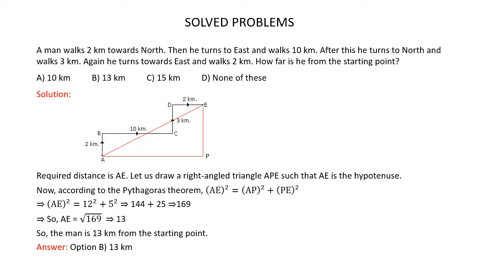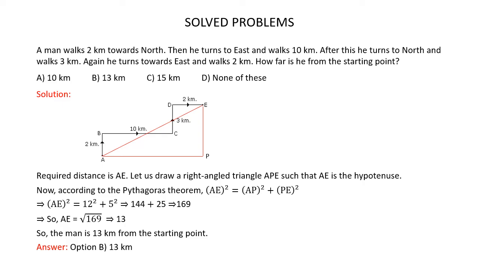So here you are asked to find out how far the man is from the starting point. So first let's draw a diagram for the information given in the question. So the man starts from point A and walks 2 kilometers towards north to reach point B. Then he turns to the east and walks 10 kilometers to reach point C. After this, he turns to the north and walks 3 kilometers to reach point D. Again, he turns towards east and walks 2 kilometers to reach point E. So finally, now the man is at point E.